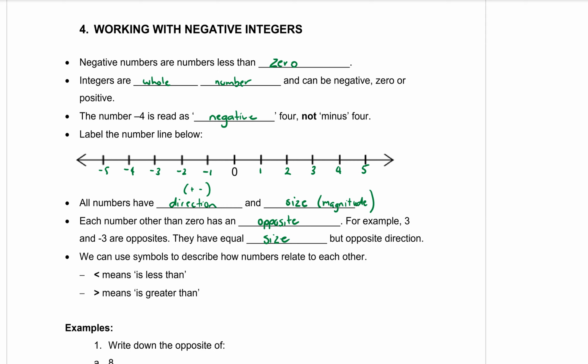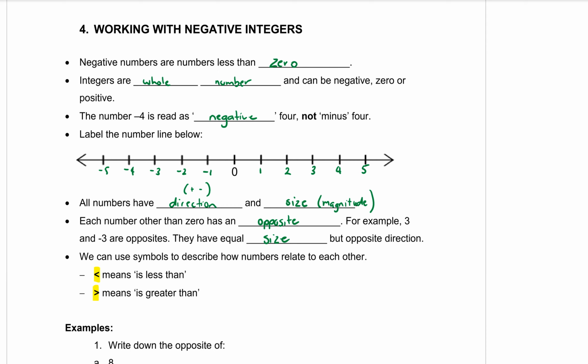And the last dot point, we can use symbols to describe how numbers relate to each other. So this symbol here is a less than, and the one underneath is a greater than. Now, I've heard lots of different tricks for memorizing that. So some people like to remember the alligator. The alligator is hungry. If it has its open mouth, it's trying to eat the bigger one because the alligator always wants to eat the biggest thing, all right?